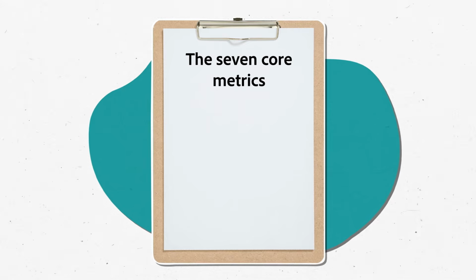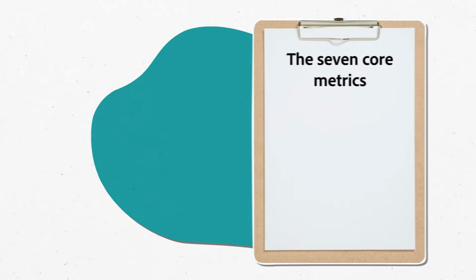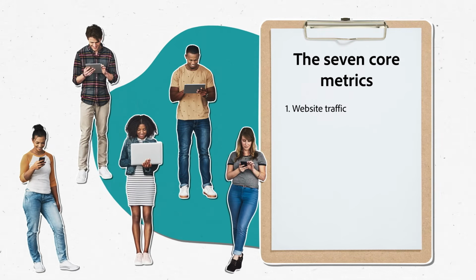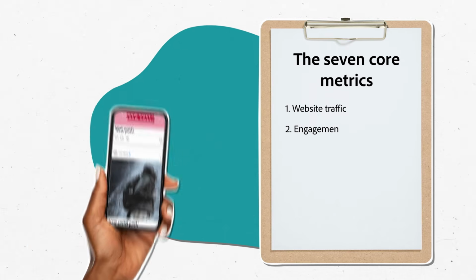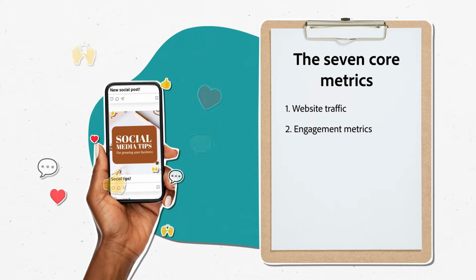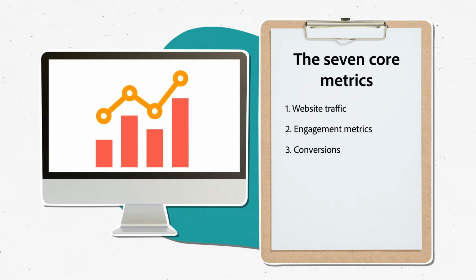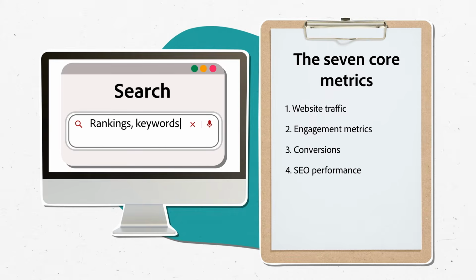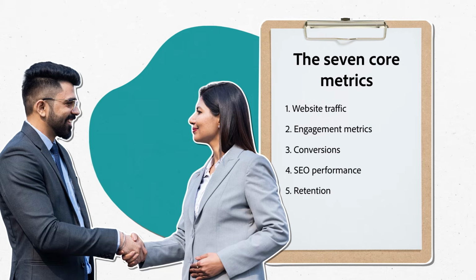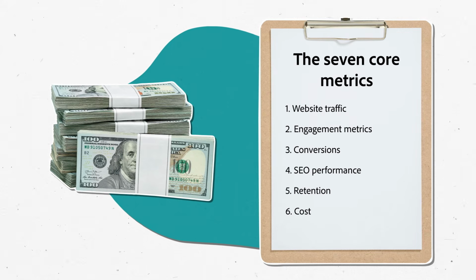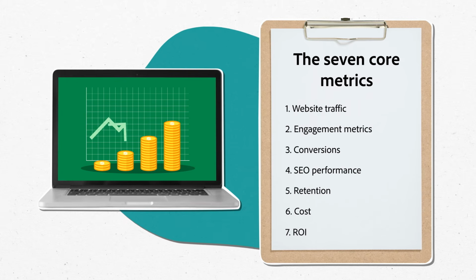To measure content effectiveness, focus on 7 core metrics. Website traffic tracks how many people visit your site. Engagement metrics measure likes, shares, and comments, as well as interactions. Conversions track sales, signups, or key actions. SEO performance looks at rankings, keywords, and organic visibility. Retention monitors repeat visitors and brand loyalty. Cost includes ad spend and content creation expenses. Finally, ROI. Compare revenue generated to what you spent.